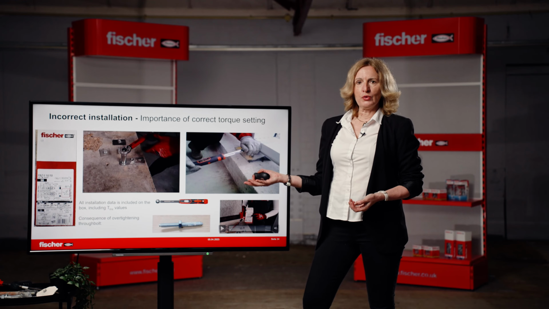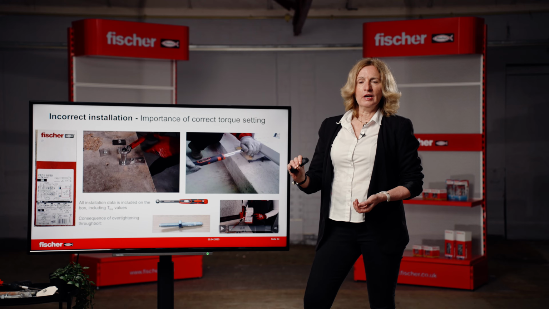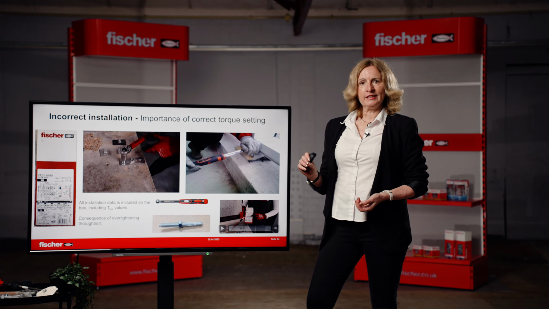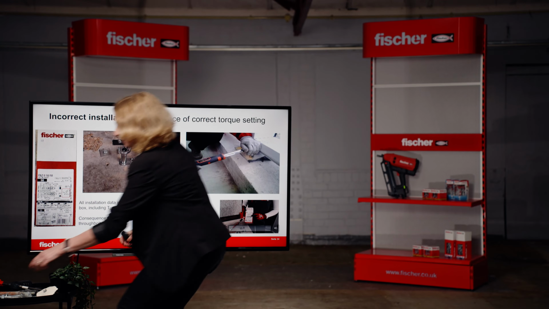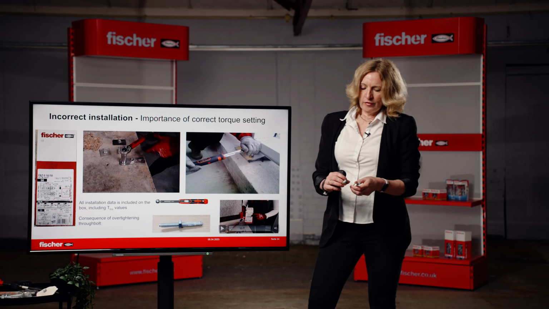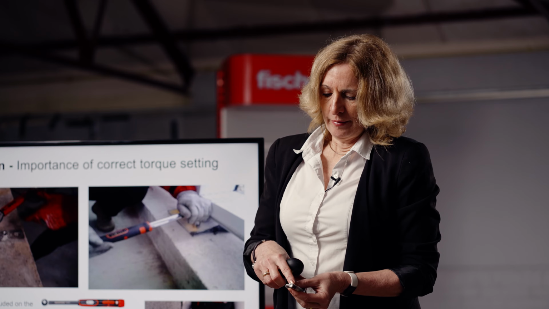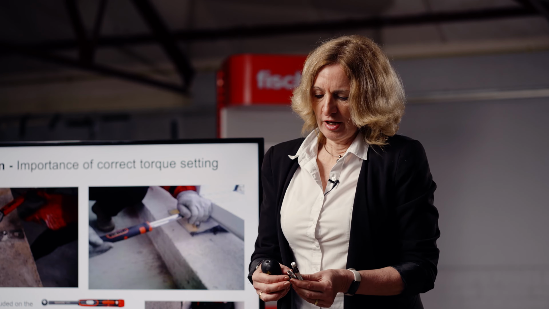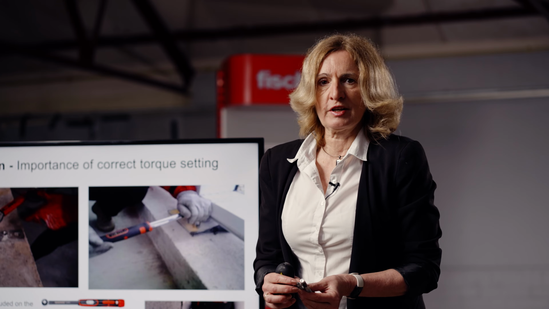So that video showed why it's always important to install an anchor with the correct installation torque. And this is an example of a FAZ anchor. When you overtighten it, the fixing is damaged, usually below the expansion clip where you have a reduced cross section.